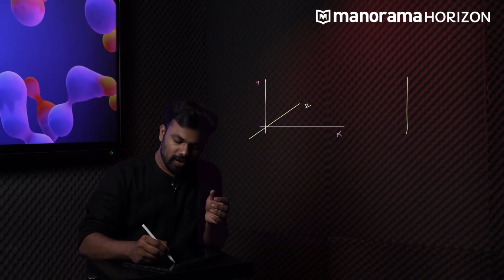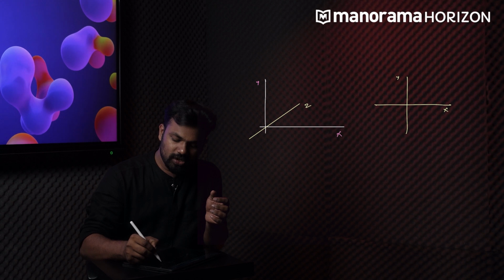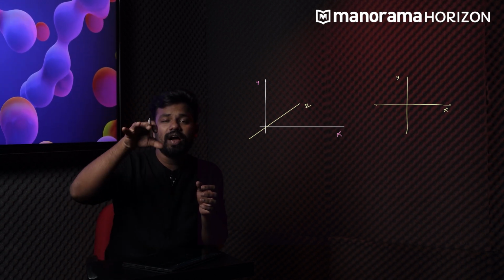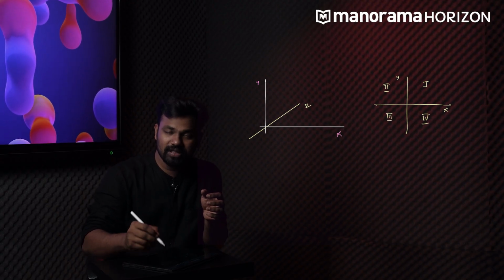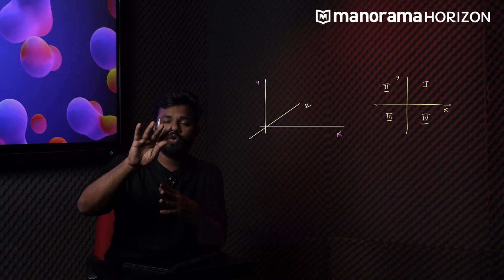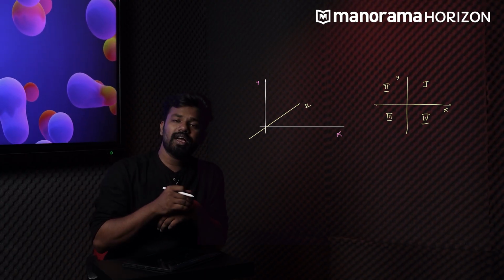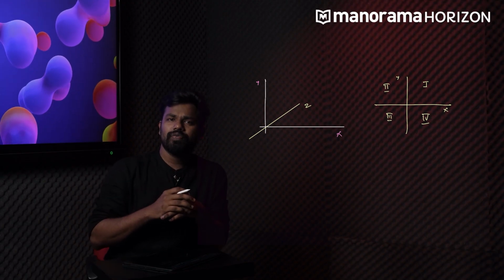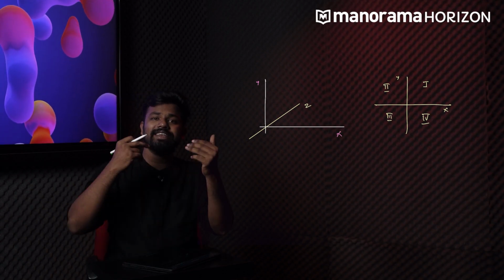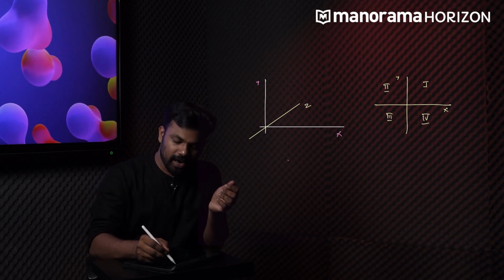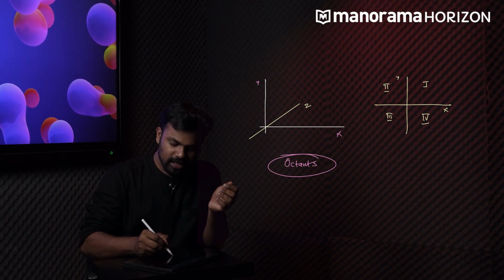Now, same as what you have studied in class 10th, the coordinate plane is divided into 4 quadrants: first quadrant, second quadrant, third quadrant and fourth quadrant. Now when it comes to our 3D geometry, it is not quadrant because you have a third axis. The third axis will divide the entire space into 8 different parts.